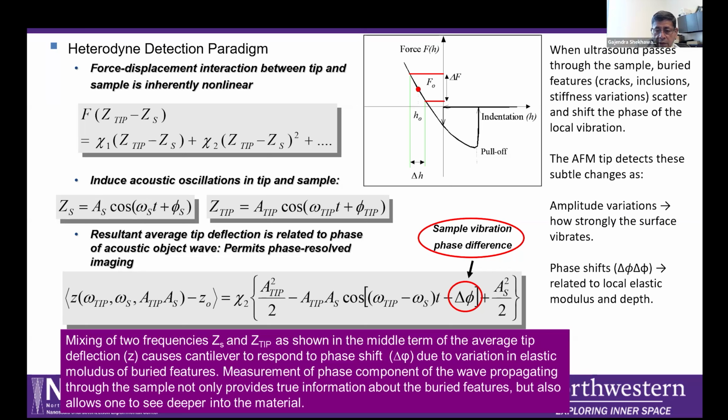Other terms are in the middle. W tip minus WS is basically the beats. Okay, and then we use the cantilever to measure those beat signals and identify the phase difference. So this is basically the theoretical concept of how we can do a heterodyne type detection.